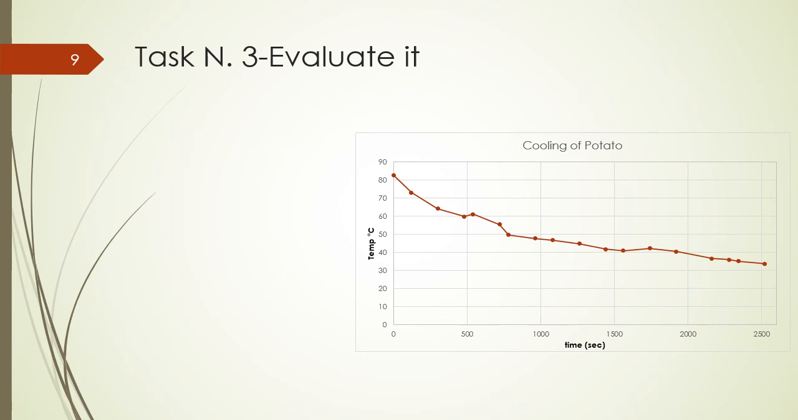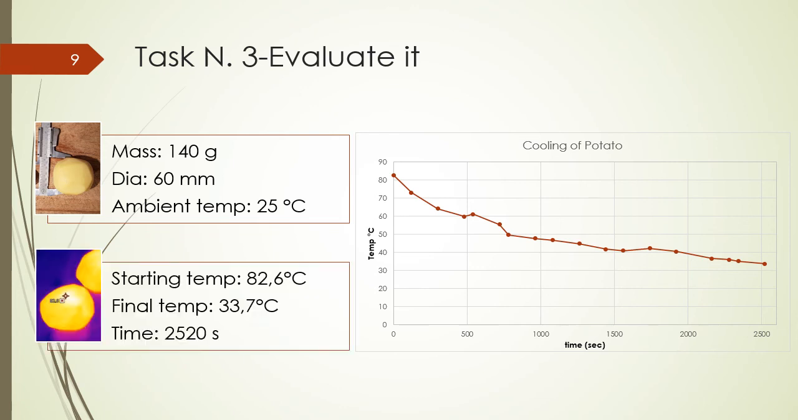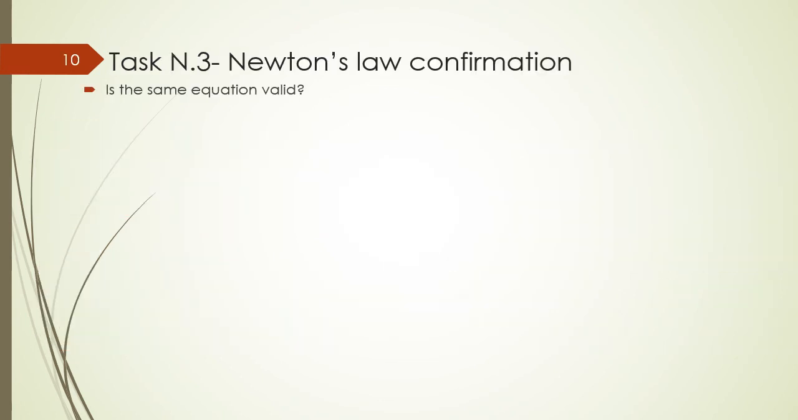We evaluate. We get the experimental points displayed in this chart. The mass of the potato is 140 grams, diameter 60, and the ambient temperature is 25 degrees. The starting temperature is 82.6 and the final is 33.7, and it takes 2,520 seconds, much longer than the wooden pieces, of course, because the potato has different thermal properties and also a higher weight. Now the big question: is the same equation valid also for the potato?